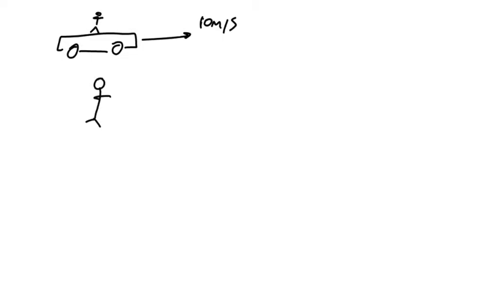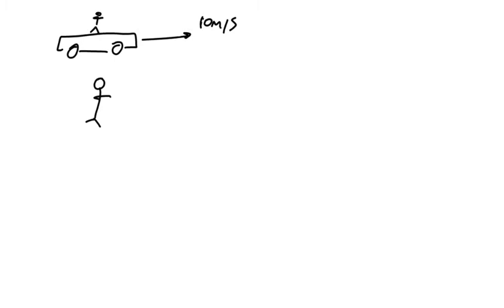So first we should try to get a better idea of what's going on in this problem. So we have a train car moving like this at 10 meters per second, a student on the train car, and a professor outside the train car. So the student throws a ball, and the ball travels at 60 degrees above the horizontal in the train's frame of reference, but the professor sees the ball just go up and down.